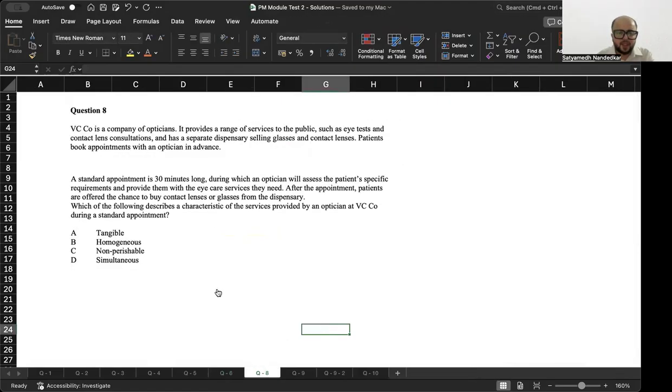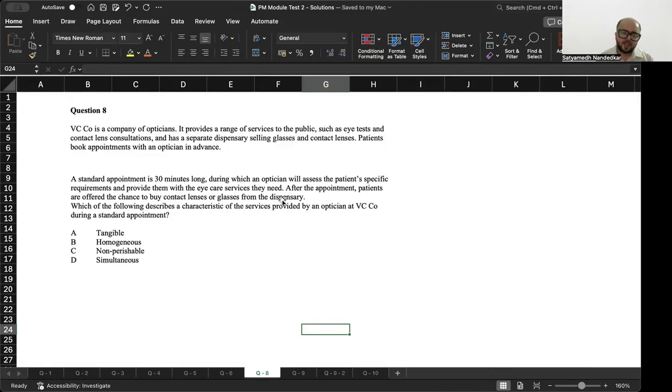Now, VC company is a company of opticians. Okay. And what does VC company do? VC company is a company of opticians, as in something related to spectacles. It provides a range of services to the public, such as eye test and contact lens consultations, and has a separate dispensary selling glasses and contact lenses. Patients book appointments with an optician in advance. A standard appointment is 30 minutes long, during which an optician will assess the patient's specific requirements and provide them with the eye care services they need. After the appointment, patients are offered the chance to buy contact lenses or glasses from the dispensary.